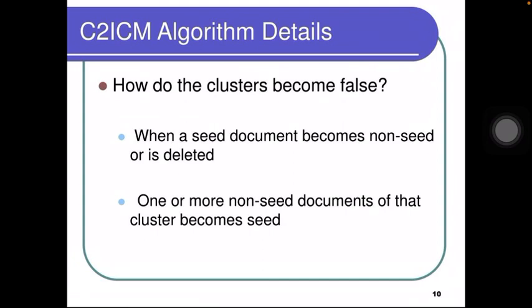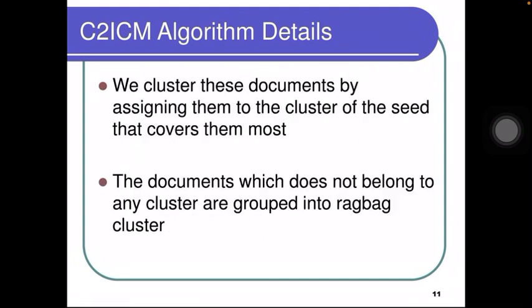How do clusters become false? When a seed document becomes non-seed or is deleted, one or more non-seed documents of that cluster become seed. We cluster these documents by assigning them to the cluster of the seed that covers them the most. The documents which do not belong to any cluster are grouped into the ragbag cluster.